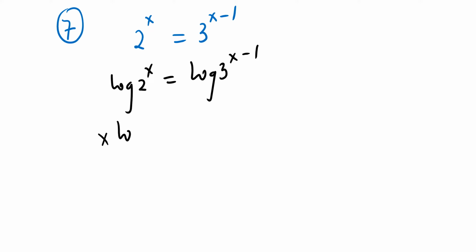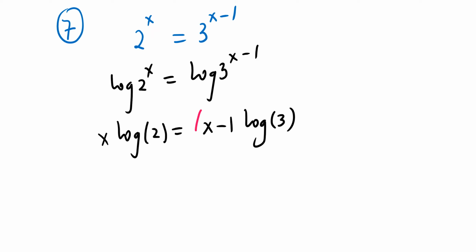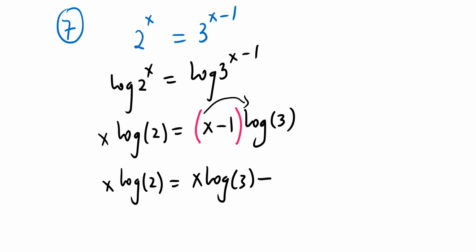Bring the x down: x log 2. Bring the x minus 1 down: (x minus 1) log 3. Now in this step, there's something important to know that I'm going to write here in red. You must wrap this with parentheses. Put parentheses around this. This tells you the whole x minus 1 is being multiplied by log 3, not just the 1 itself. This is important. So now what I can do is get rid of the parentheses by multiplying this: x log 3 minus log 3.